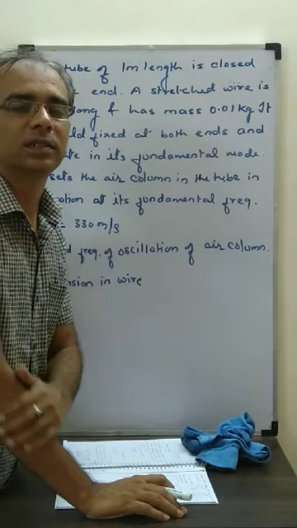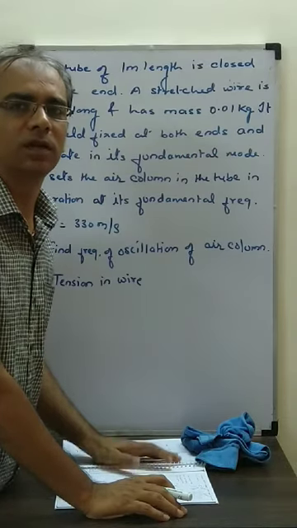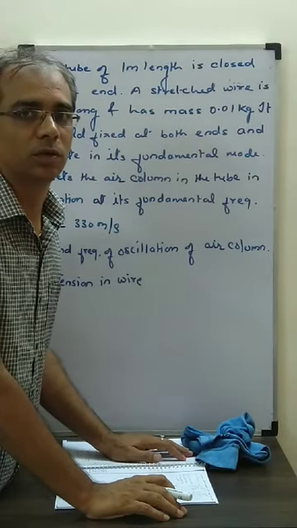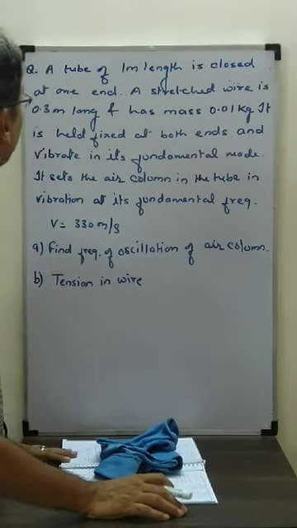Depending on the last class, we studied standing waves in organ pipes. So there are a few numericals left that we'll discuss, and then we'll go on to find the velocity of sound through the resonance column method. Let us see, this is the question I have written.